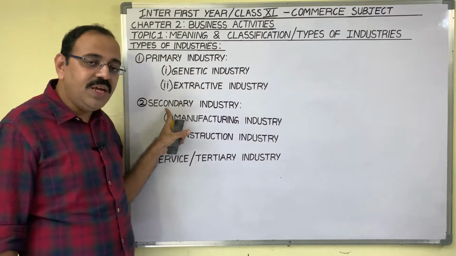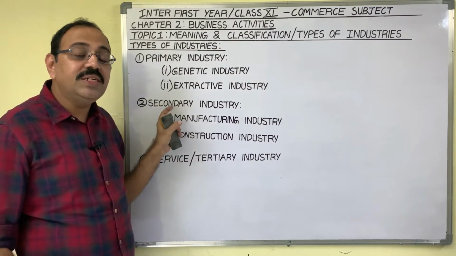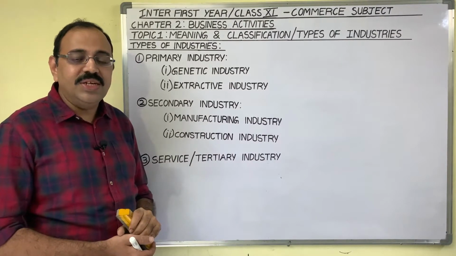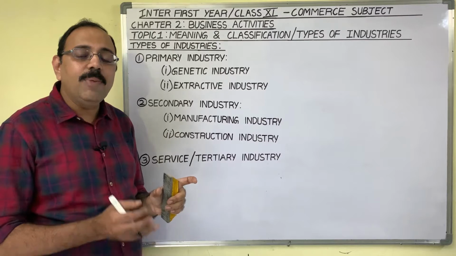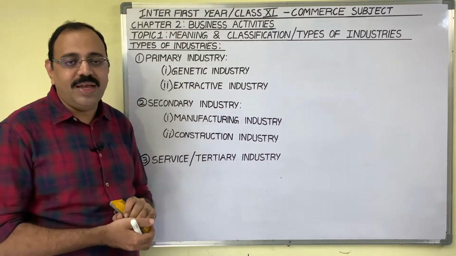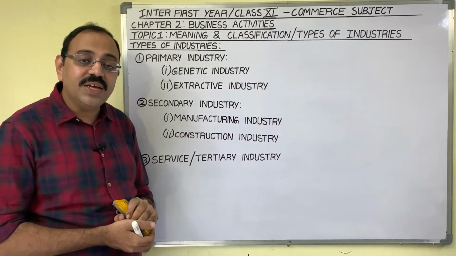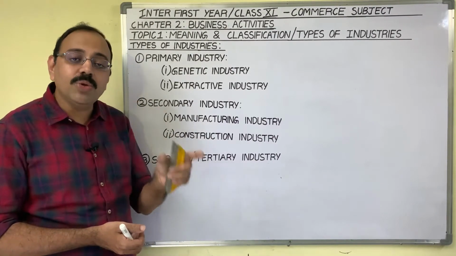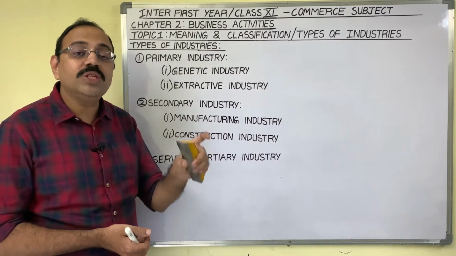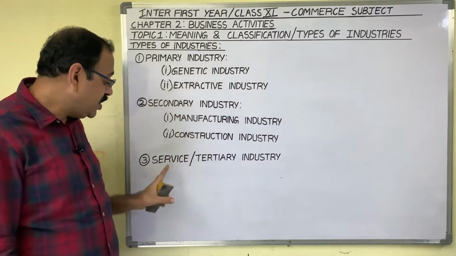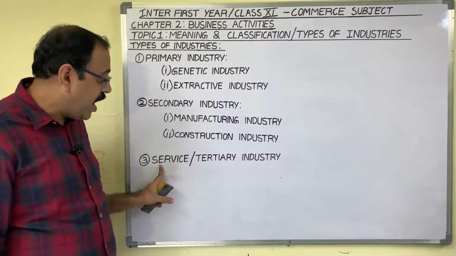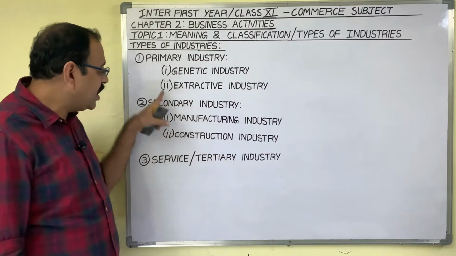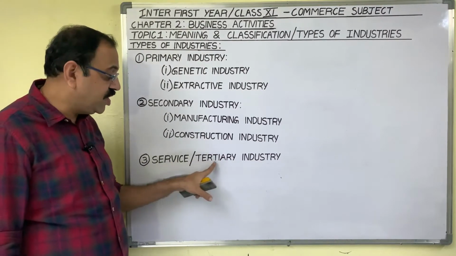Come to secondary industry. In secondary industry, nature does very little and man does maximum portion of the work. Generally, in secondary industry, a proper shape will be given to raw material. Thus, secondary industry creates form utility to the product. A proper shape will be given to the product so that customer can use that product conveniently. Come to service industry. It is also known as tertiary industry. Tertiary means third in position. As service industry is the third industry, this word is used.